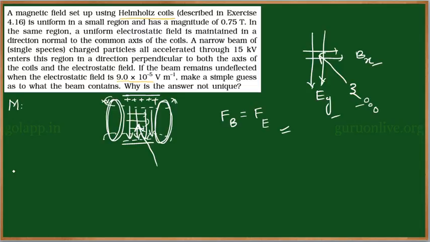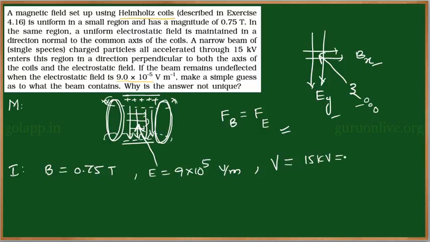Now let's move to the investigation part. The magnetic field given is B equal to 0.75 Tesla, and the electric field is given as E equal to 9 into 10 to the power of 5 volt per meter. The given value is minus 5, but it has some error, so we are considering 9 into 10 to the power of 5 volt per meter. And the potential which is accelerating the beam, V, is equal to 15 kilovolts, or I can write 15 into 10 to the power of 3 volts.